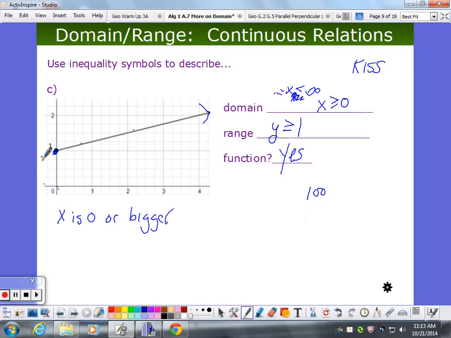What if this had been an open circle, a hole? What would that do to my domain? We'll make it 0. X bigger than 0, but not including 0. And y bigger than 1, but not including 1. So whether this is a hole or a filled-in hole matters.